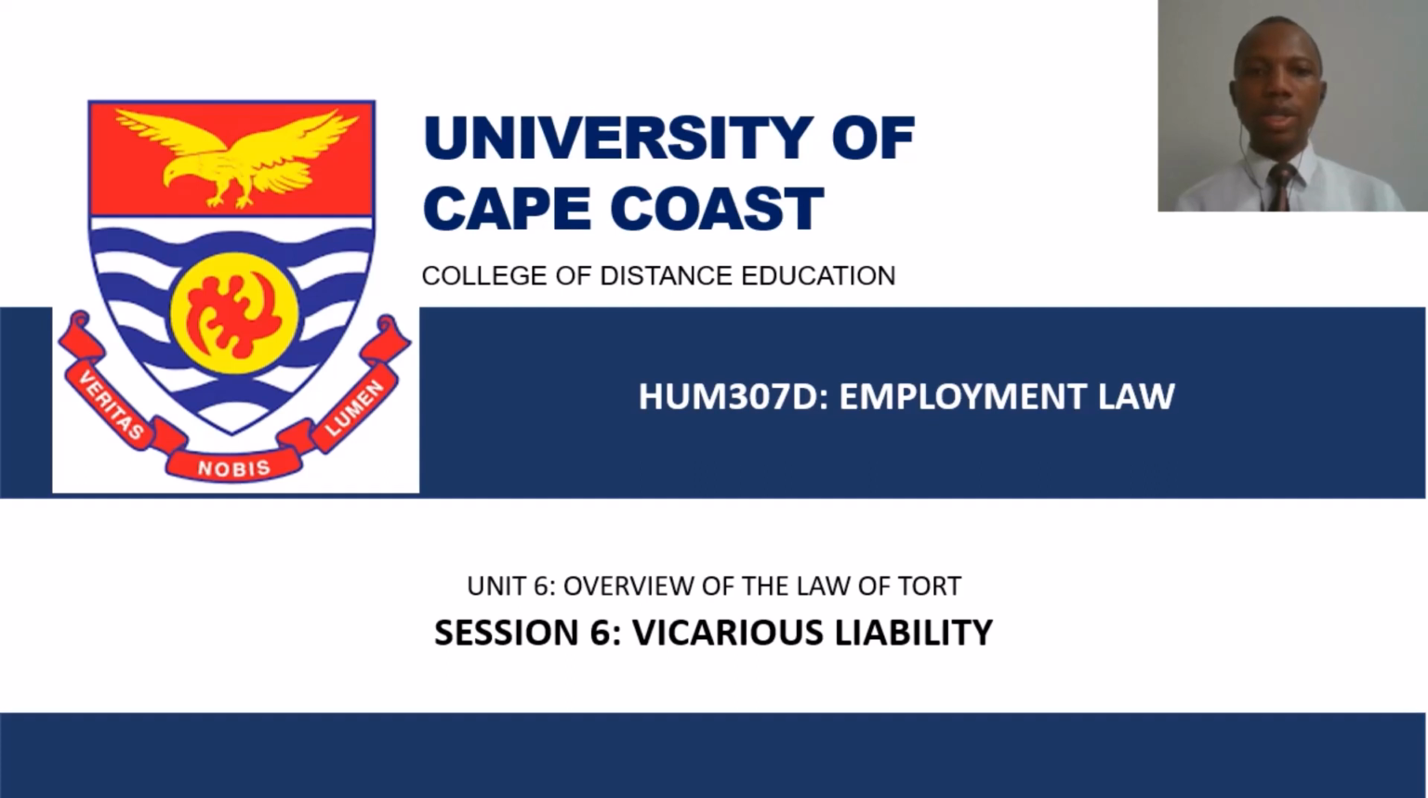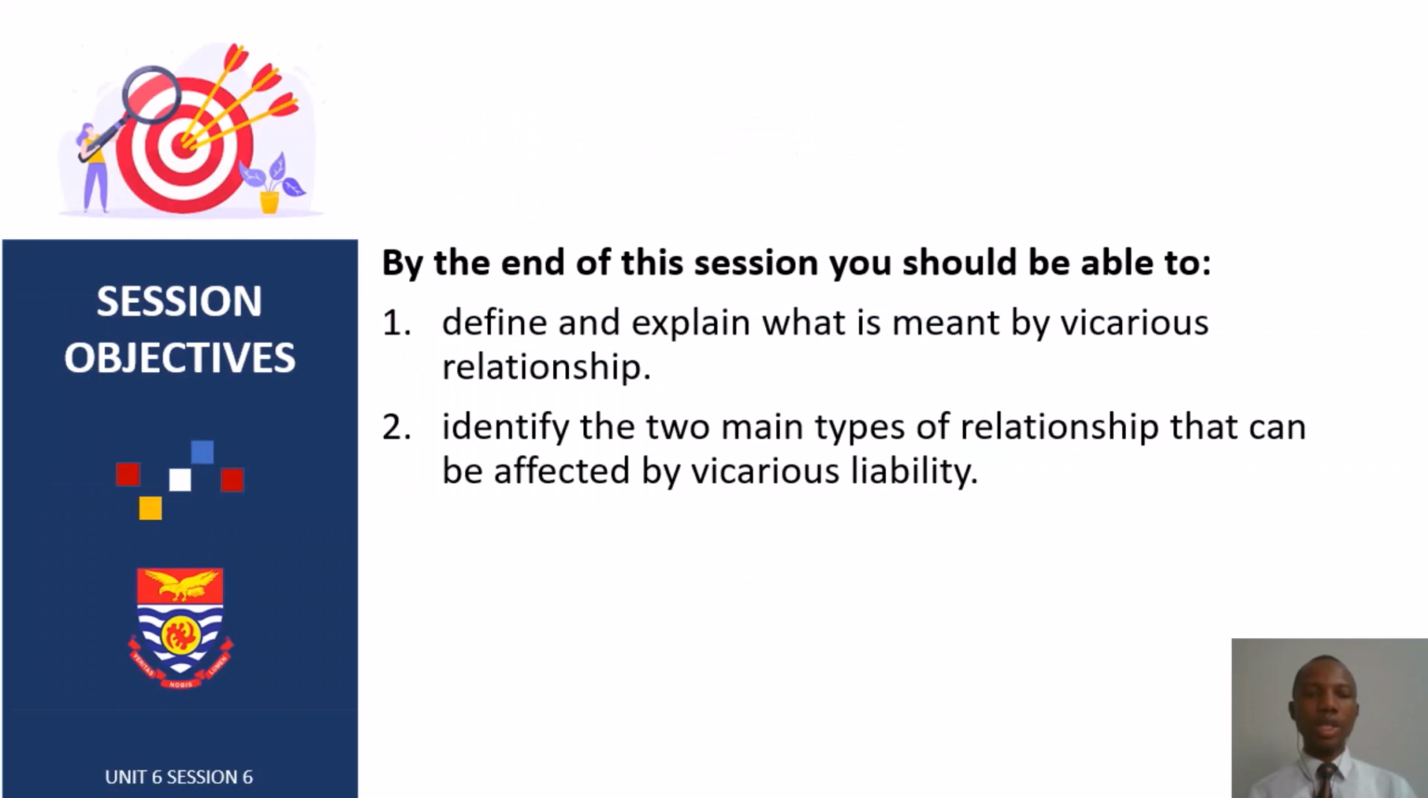Today we look at Section 6 of Unit 6, which is on vicarious liability. This is one of the interesting areas in tort law. Session objectives. By the end of this session, you should be able to define and explain what is meant by vicarious relationship. Identify the two main types of relationship that can be affected by vicarious liability.